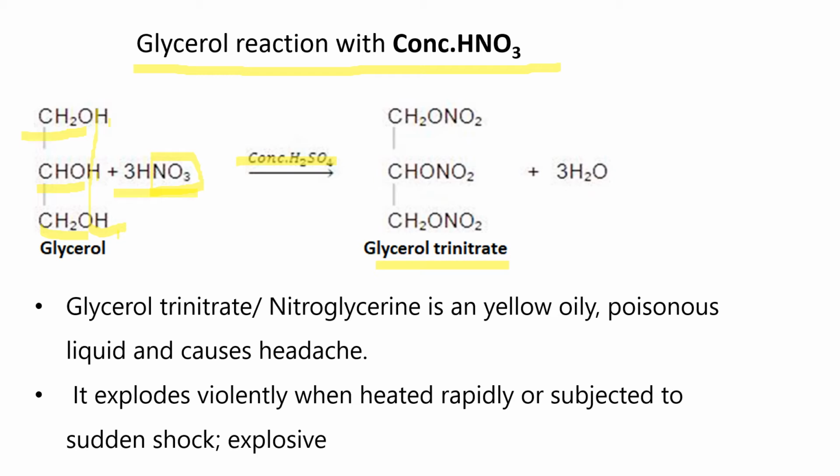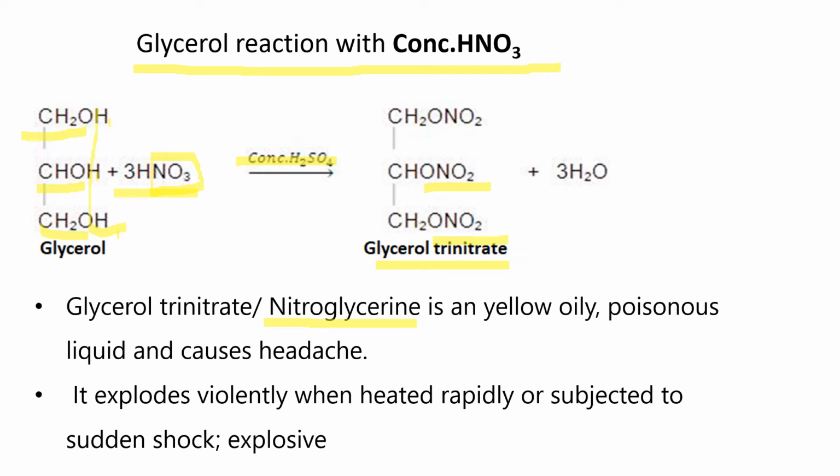Hence it becomes CH2ONO2, CHONO2 and CH2ONO2. This is nothing but trinitrate. So glycerol trinitrate will be formed. When glycerol reacts with concentrated nitric acid in presence of concentrated sulfuric acid, it forms glycerol trinitrate. And what is this glycerol trinitrate? The other name for this is nitroglycerin.